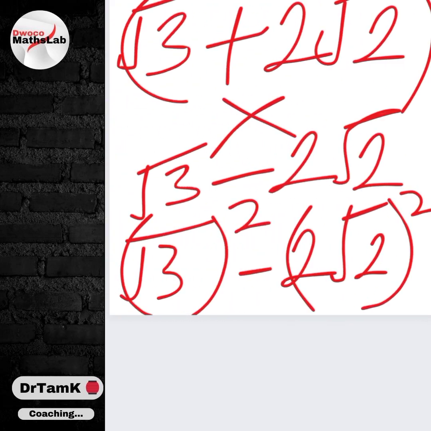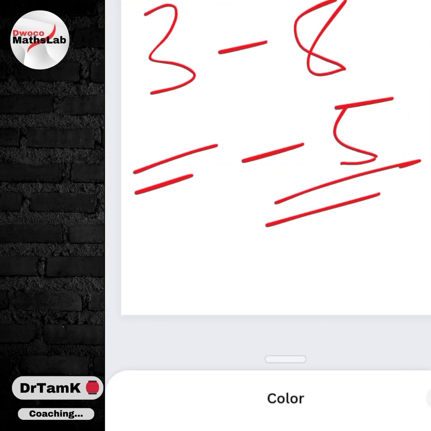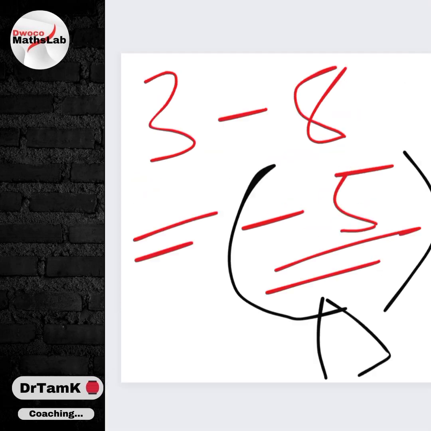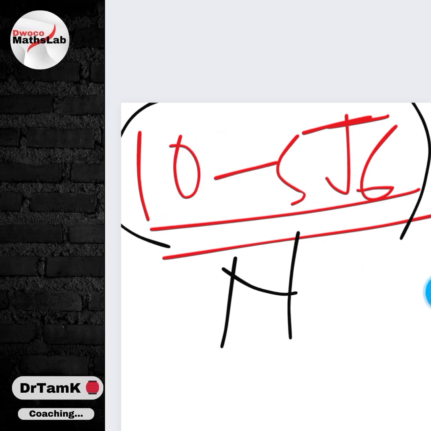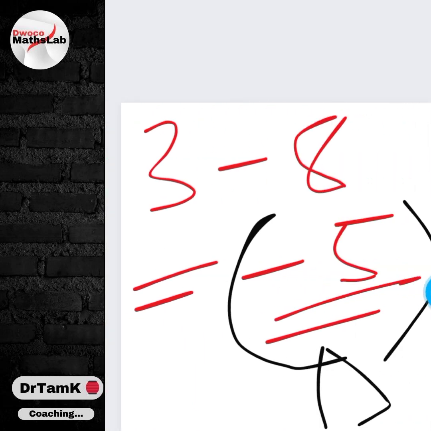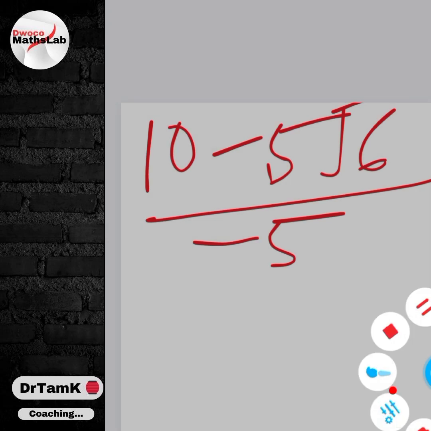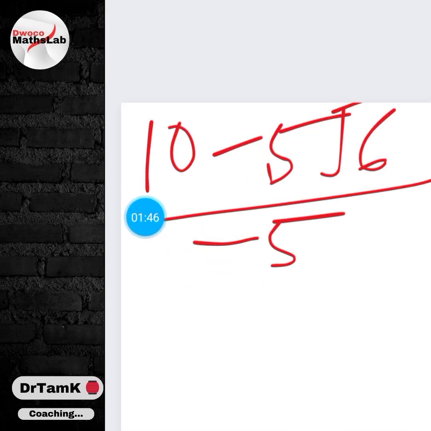All right, so this is now the denominator right now. So let's call it the denominator. Now what I'm going to do is put the numerator over the denominator, which is this. Is it clear? So obviously, we will have 10 minus 5 root 6 all over negative 5. 10 minus 5 root 6 is the numerator over the denominator, which is negative 5. So what we're going to do is this. 5 cancels 10, negative is going with it, so we get negative 2. Is that clear?